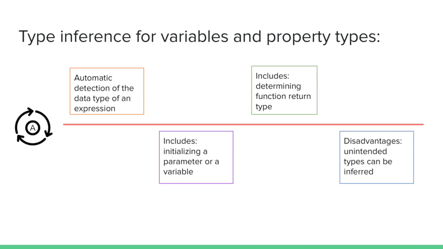Now, what is type inference? Type inference is the automatic detection of the data type of any expression. It can be initializing a parameter or a variable. It can be determining a function return type. For Kotlin, the compiler implicitly infers the type of constant. So if the user doesn't explicitly state the type, the compiler will implicitly infer the type of constant. In some cases, this can cause a problem because unintended types can be inferred.